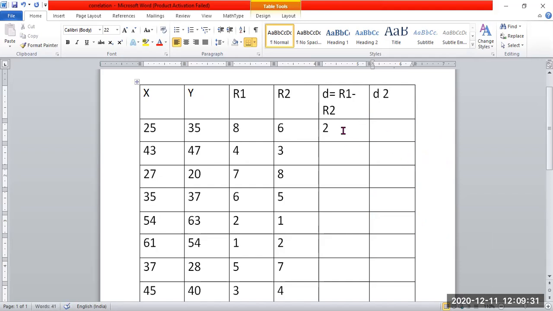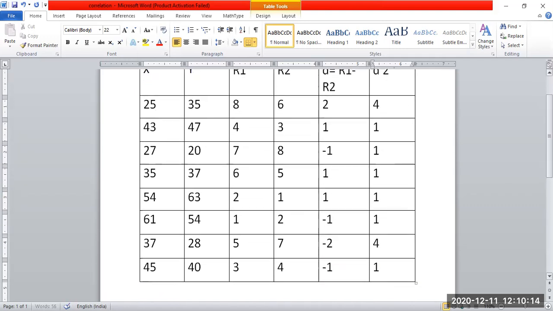This is for d square. 2 square is 4. 4 minus 3, 1. 1 square is 1. Similarly, this is minus 1, 1 square is 1. This is 6 minus 5 is 1, 1 square is 1. 2 minus 1 is 1, 1 square is 1. 1 minus 2 is minus 1, that square is 1. Similarly, minus 2, then 2 square is 4. And here minus 1, there is a 1.